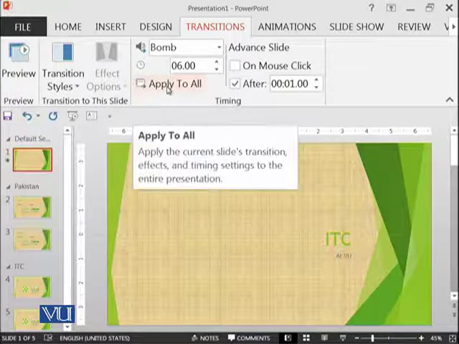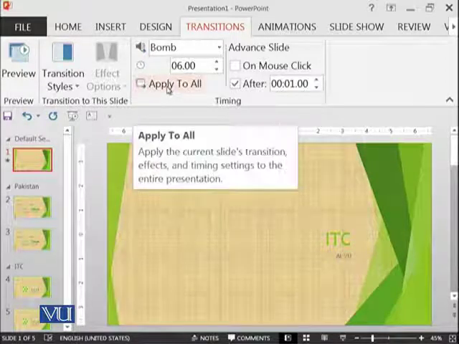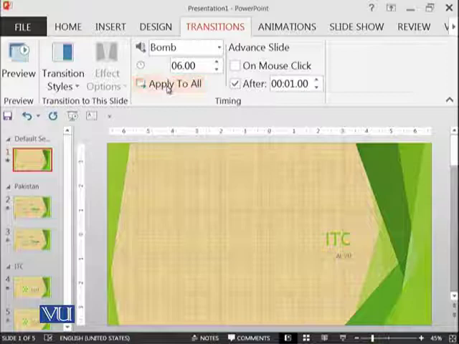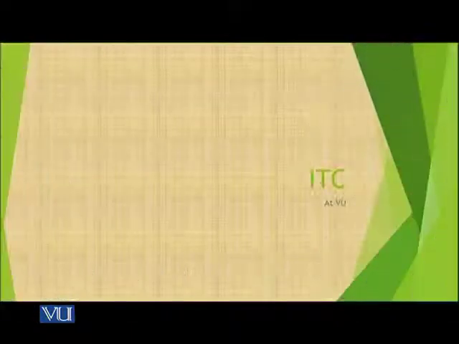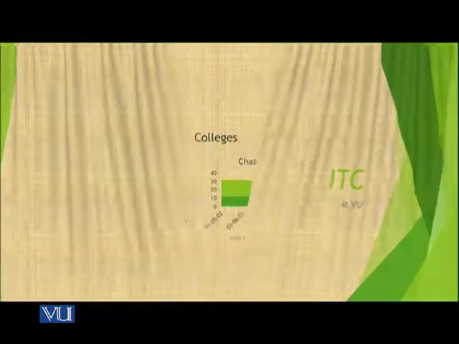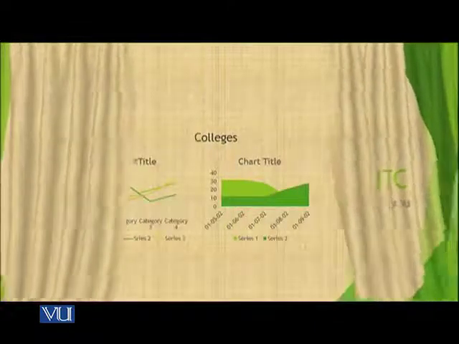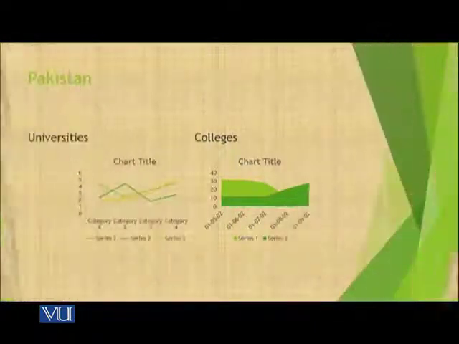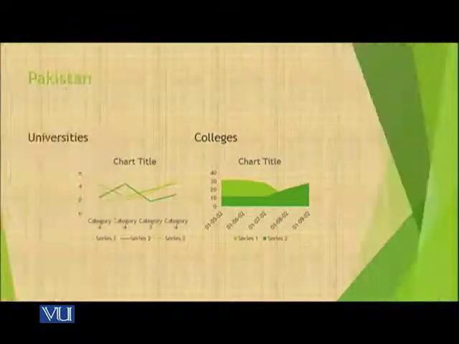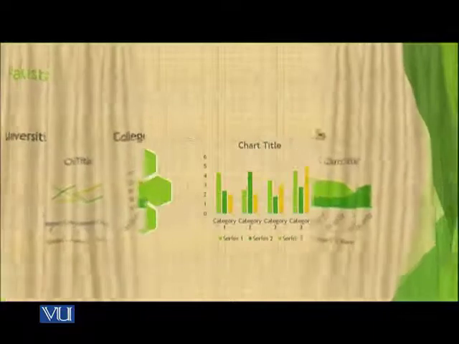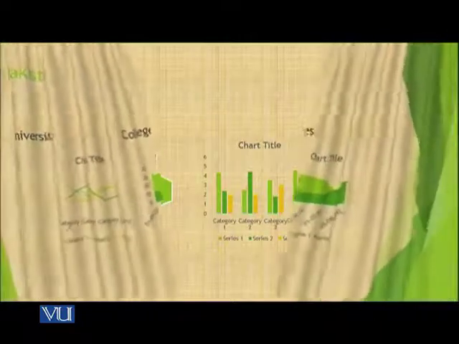And then you can apply it on all of the slides. So this transition has been applied on all of the slides. Let's see. This is our first slide, which will be shown like this. Then when we click, this is the next slide which is shown. Then on click, the next slide will be shown, and on click, the next slide will be shown.